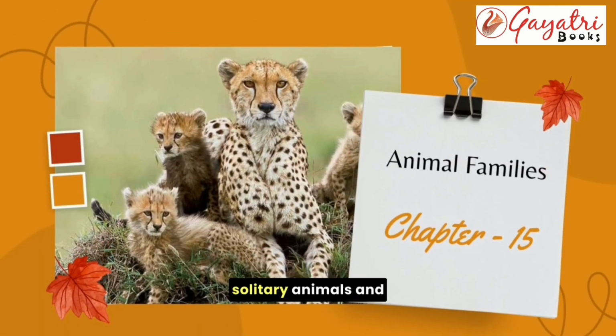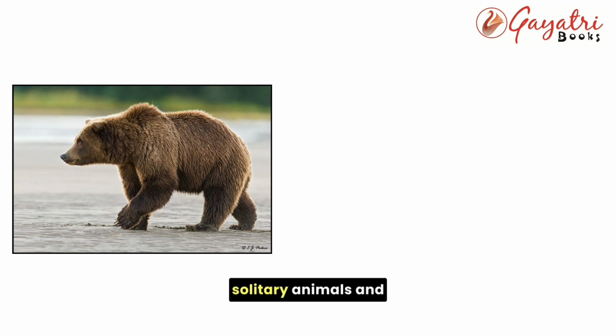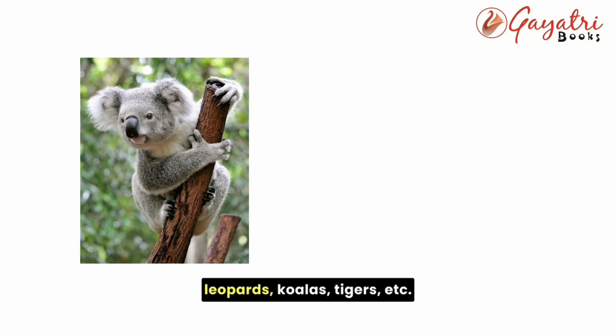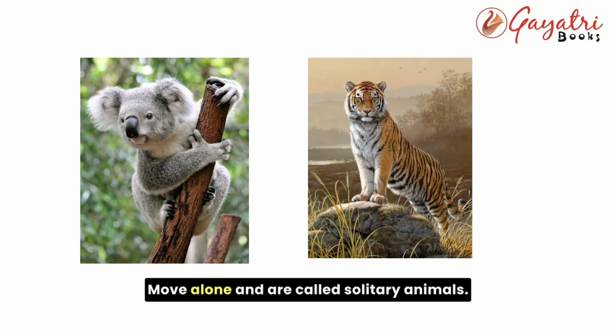Animal families: solitary animals and group animals. Some animals like bears, leopards, koalas, tigers, etc. move alone and are called solitary animals.